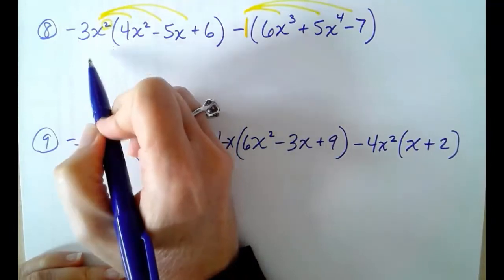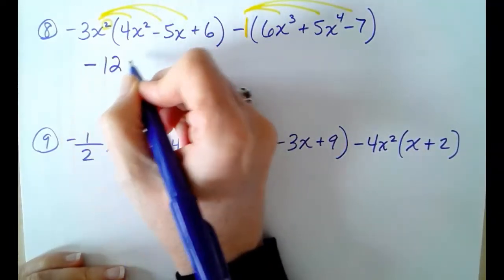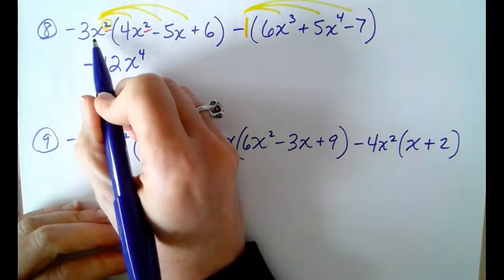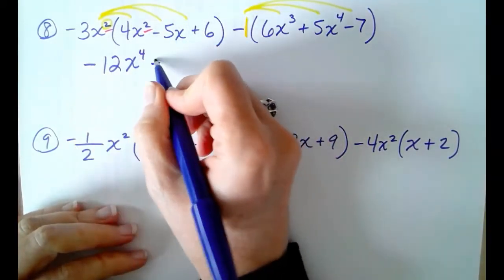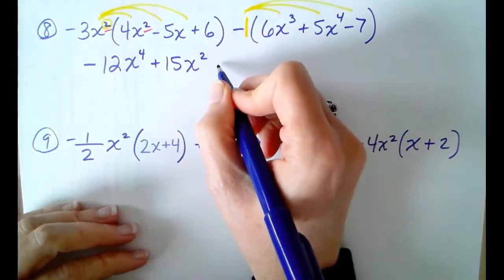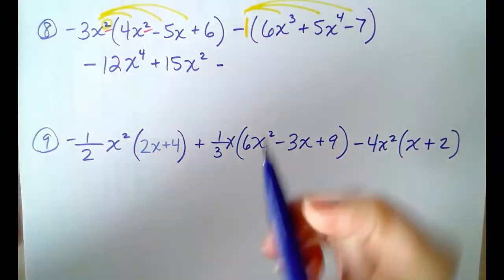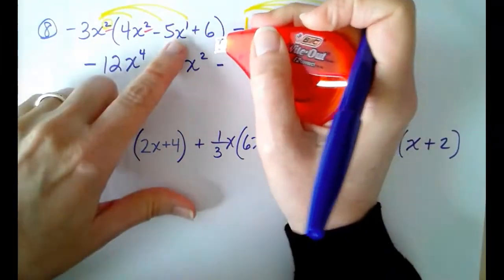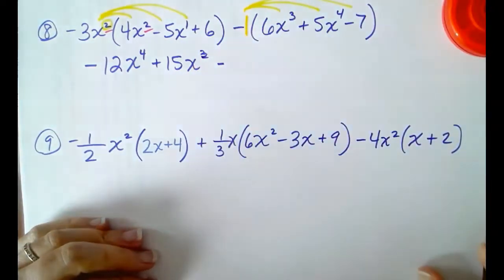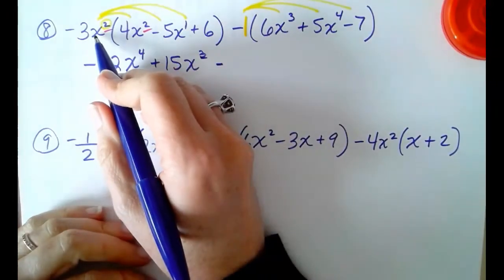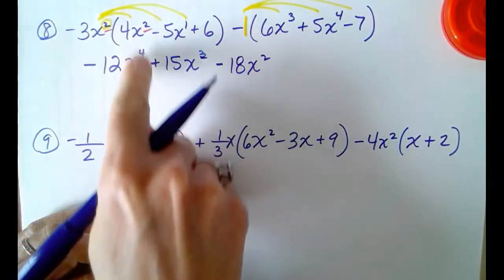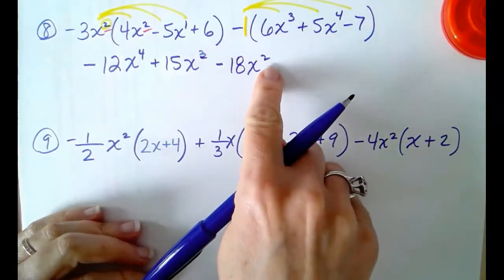Negative 3x squared times 4x squared is negative 12x to the 4th. We're multiplying and the bases are the same, so add the exponents. Negative 3x squared times negative 5x squared plus 15x squared. Negative 3x squared times 6 negative, add those exponents. X squared times x to the 1st is x to the 3rd. That's a 3, so add those exponents. Negative 3x squared times 6, negative 18x squared. So 2 plus 2 is 4, 2 plus 1 is 3, and 2 plus nothing stays 2.